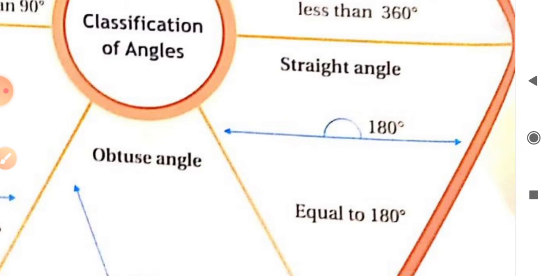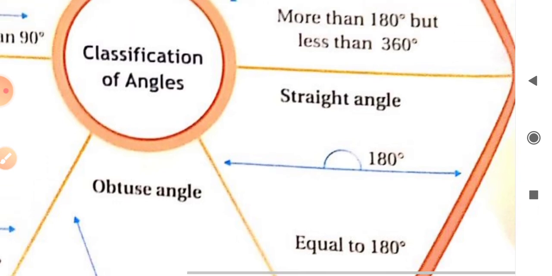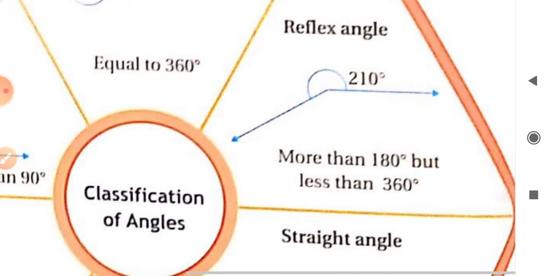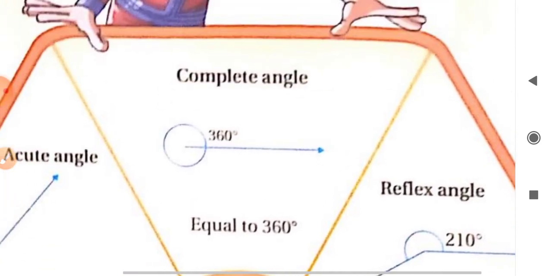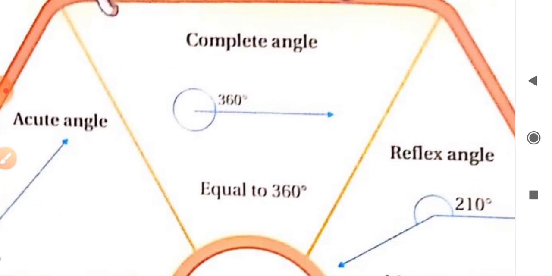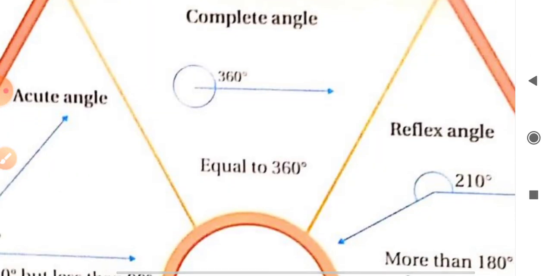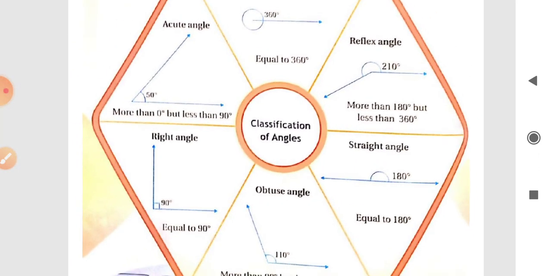Next is straight angle. Straight angle is a straight line and it is always equal to 180 degree. Next is reflex angle and it is more than 180 degree but less than 360 degree. Here 210 degree angle is made and it is a reflex angle because it is more than 180 but less than 360 degree. And the last one is complete angle and it is 360 degree. This angle is of 360 degree. And this is classification of angles.